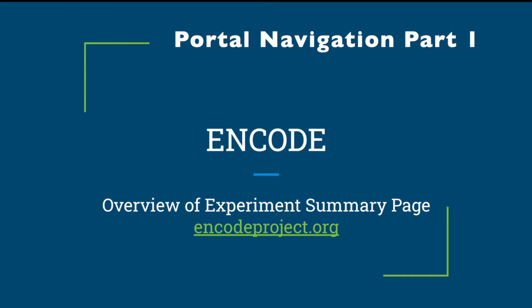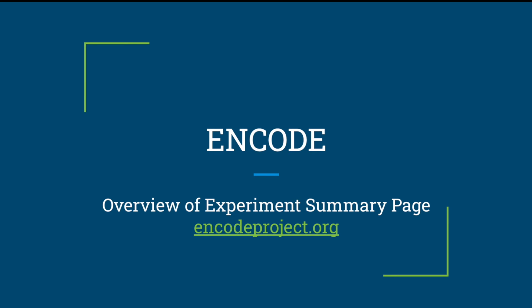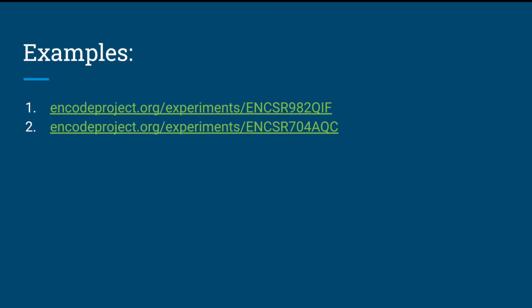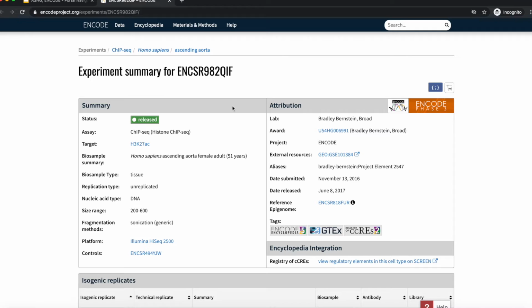In this video, I will give you an overview of how the experiment summary page looks like on the ENCODE portal at encodeproject.org. We organize data in experiment objects. For this tutorial, I have two example experiments to show you today. Let's go to the first one. This is how the experiment page looks like. It has many sections, but we'll break it down together.